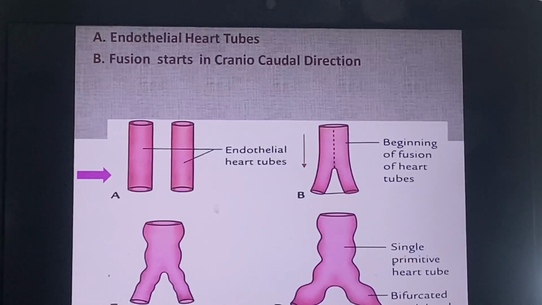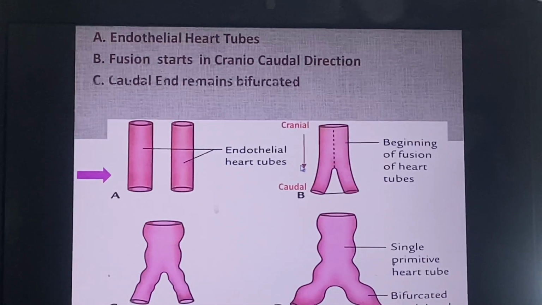So fusion starts in craniocaudal direction. You can see, it is starting in this direction. So fusion begins, then the caudal end remains bifurcated. You can very well appreciate, this portion of the heart tubes remains separated from each other, but otherwise the fusion happens on the cranial side.